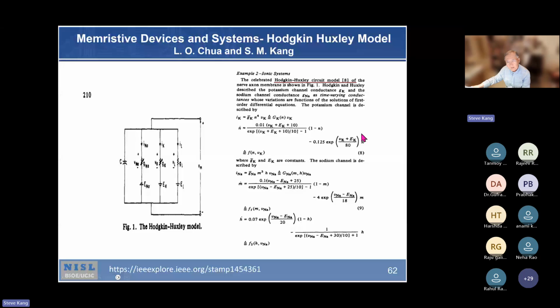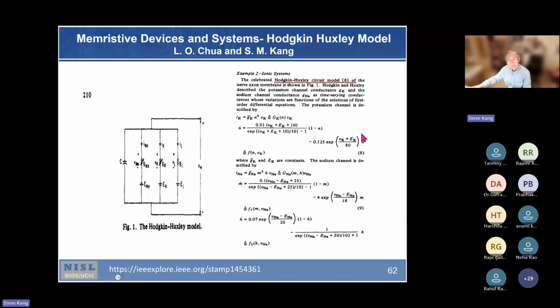So this is a conductance, a function of two state variables, m and h, multiplied by VNa. The m is described by this nonlinear differential equation, and h is also described by a nonlinear differential equation. So in this case, there are three variables, n, m, and h. Three state variables in this nonlinear differential equation system. That's what the Hodgkin-Huxley model is about.